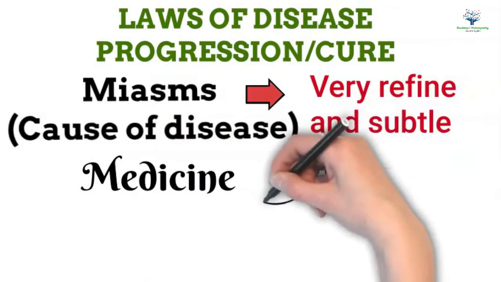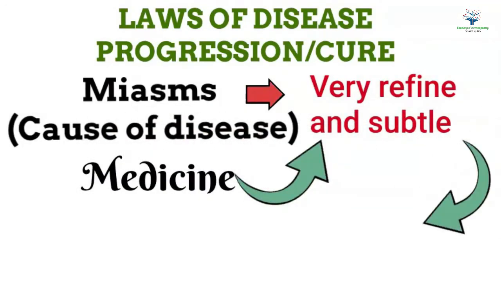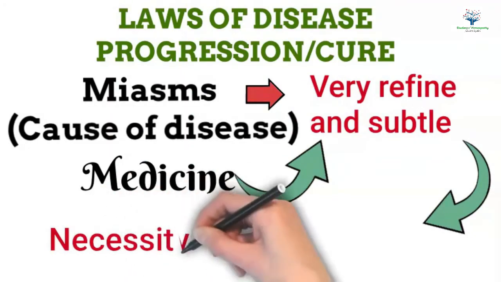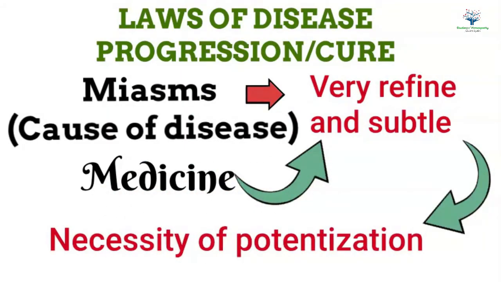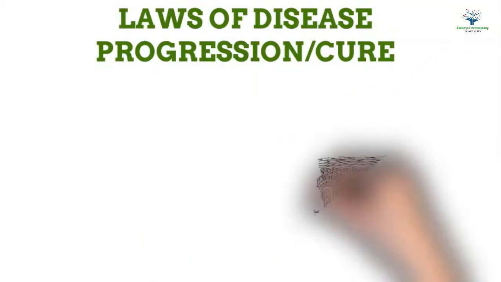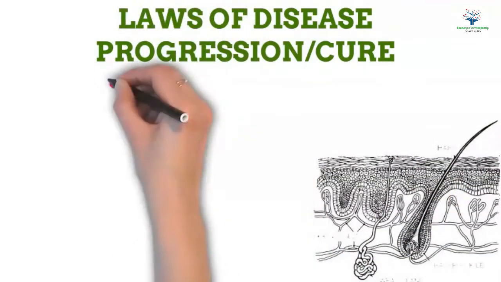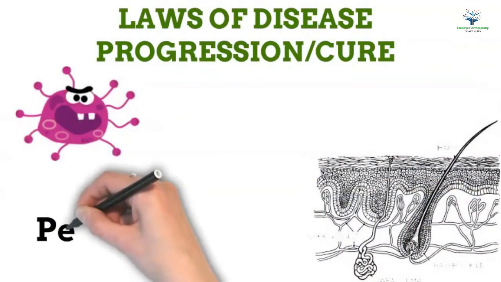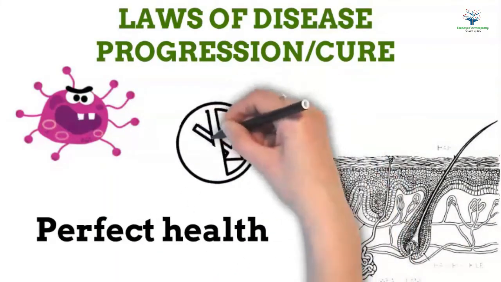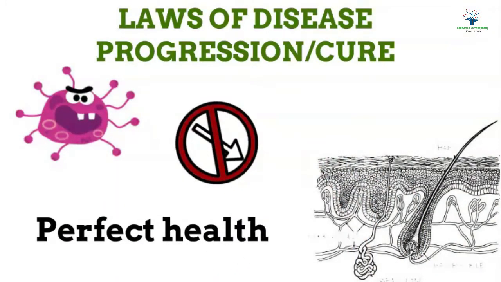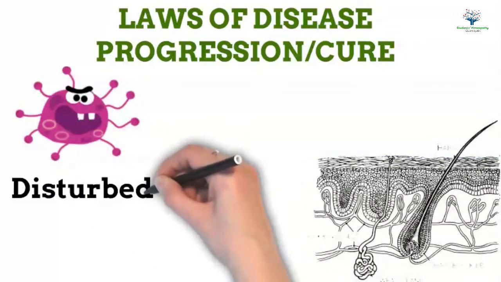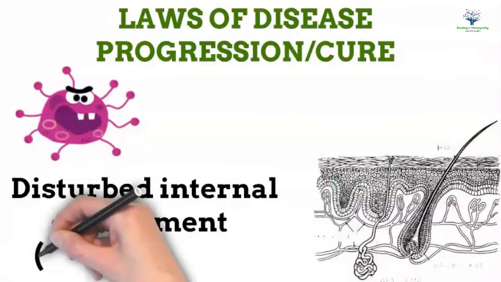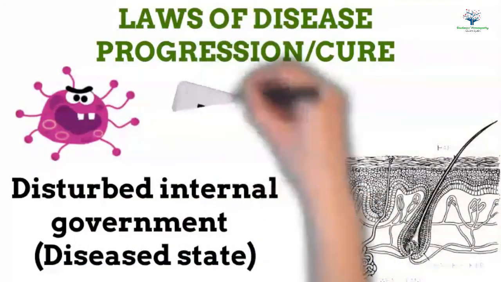So, medicine should also be of this nature, and that is why Kant has pointed out here the necessity of potentization. Man's skin is a protective envelope which does not permit contagion from coarser materials during perfect health. That means, as long as the man is in perfect order and harmony and tissue are in a healthy state, there can be no disease. When the order of internal government is disturbed, the skin becomes unguarded and allows contagions to enter.